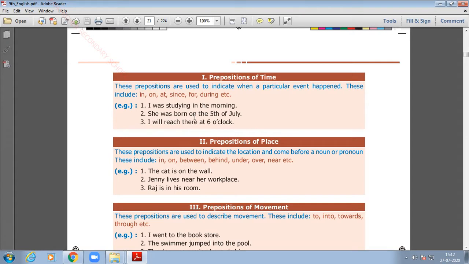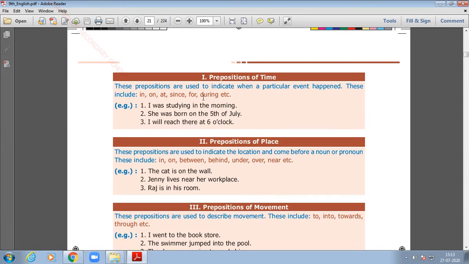Children, I think it would be better if you just jot down all these points here. It's always better to be seated with the notepad. Now just try to note the difference here. I was studying in the morning. It refers to the timing here. She was born on the 5th of July. Whenever you want to denote the day or date, you will have to use only on. Suppose you want to indicate only the month, then she was born in the month of July.